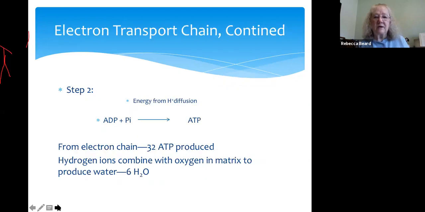So here's what it's going to look like. We've got energy from the hydrogen diffusion. This is step 2. And we've got ADP and phosphate to form ATP. 32 ATP produced. And then we've got to do something with the rest of this, the hydrogen. Once it's done its job, the hydrogen is going to be combined with the remaining oxygen molecules to form 6 molecules of H2O.